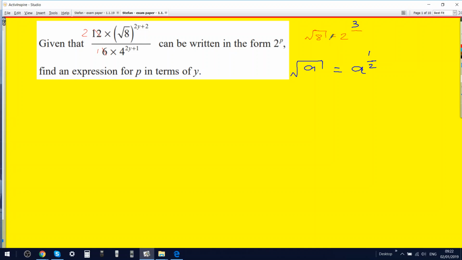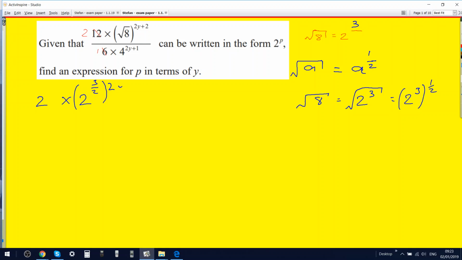So root 8. So 8 is 2 to the power of 3. Yeah. So root 8 is the same as the square root of 2 to the power of 3, and that's the same as 2 to the power of 3 to the half. How would you simplify that? Is it 2 to the power of 1.5? Yes. And I'll leave that as 2 to the power of 3 over 2. Okay, so that's 2 times 2 to the power of 3 over 2.